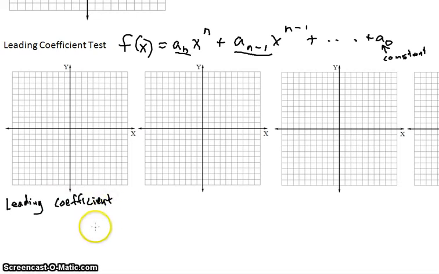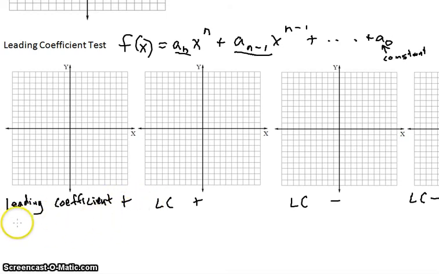Okay? The leading coefficient, when it's written in standard form, is the very first number you see. All right? And there are going to be two things that happen for all of these. Either the leading coefficient is going to be positive or it's going to be negative, and there are two cases where it's positive and two cases where it's negative. So the first thing you look at to tell what the general shape of the graph looks like is the leading coefficient.